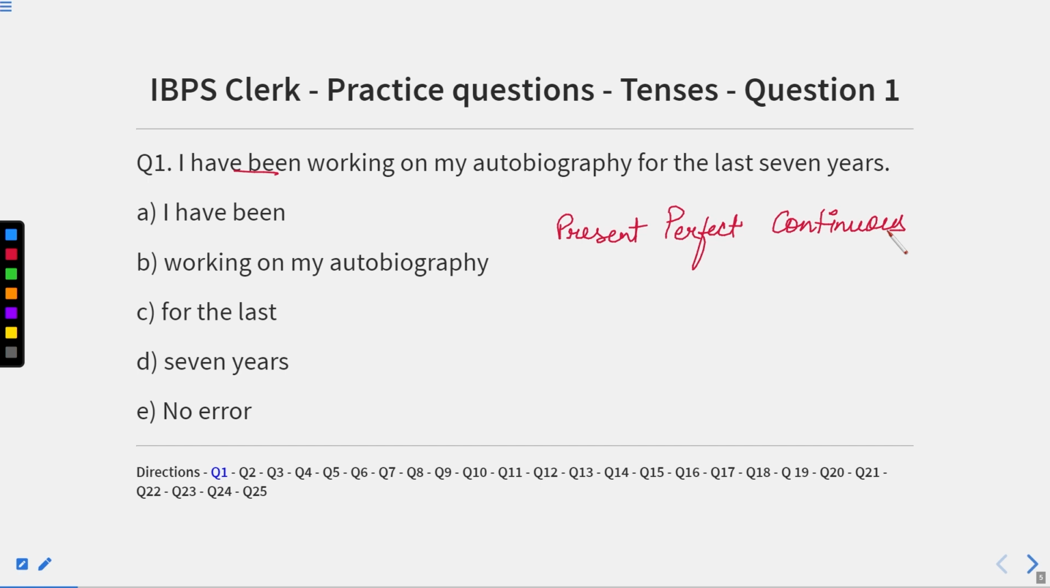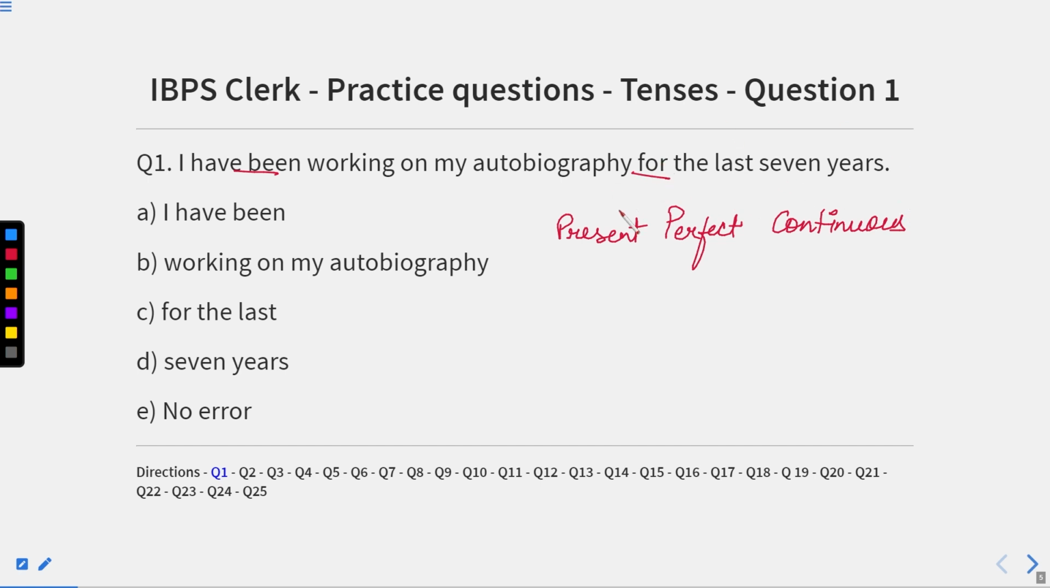When some action started at some time in the past, or from a particular time, and it is still going on up to which time we don't know, these type of sentences are basically written in present perfect continuous tense. Moreover, you can say if a continuous sentence takes a time with it, that type of sentence is formed in present perfect continuous tense. Now in this sentence it is written, I have been working. With I we use have been, that is fine.